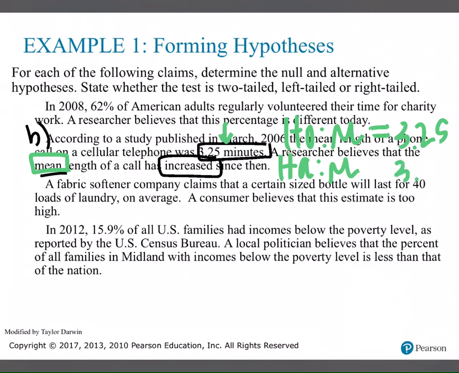We still write that 3.25 for the alternative, but what we're trying to figure out for the alternative is the inequality sign. And the word increased was used, which makes us think that we believe that the average is actually bigger than 3.25, or it's increased. So we believe the mean is actually greater than 3.25. So this is a right-tailed test. And that is how we do B.